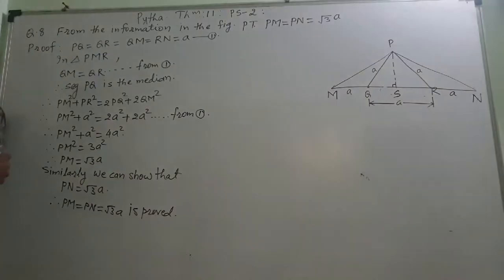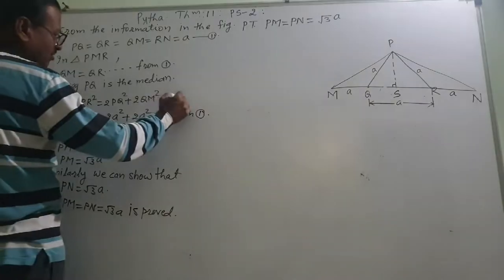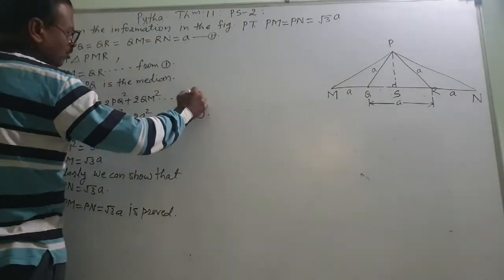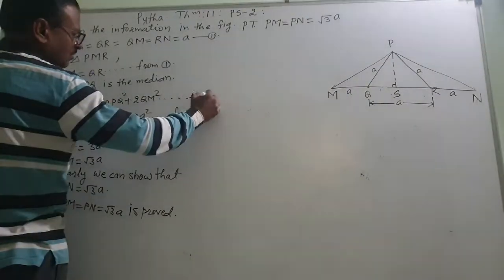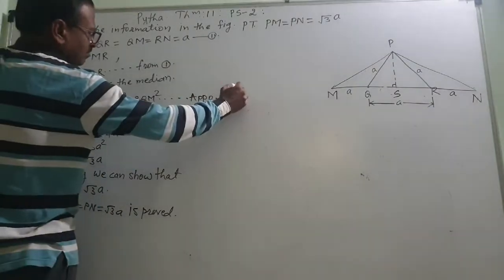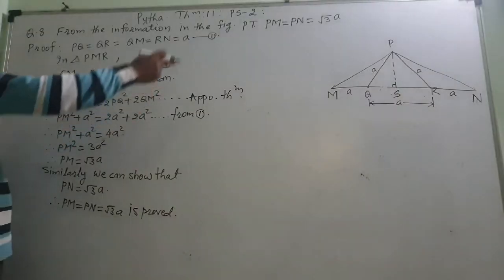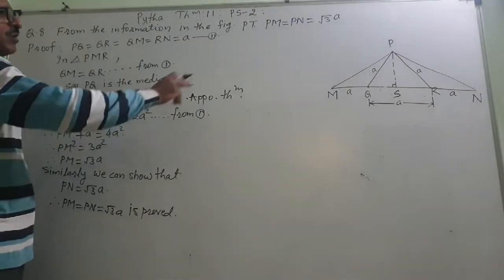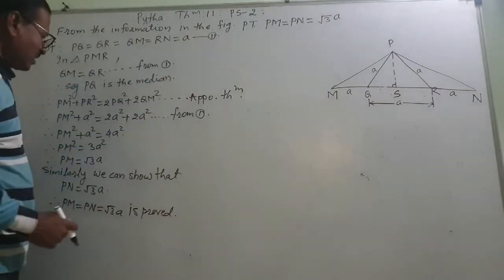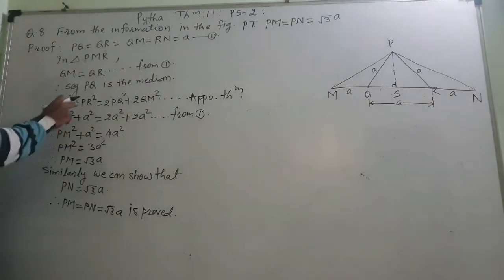Here I forgot to give the name, Apollonius theorem. By Apollonius theorem, PM square plus PR square is equal to 2 times PQ square plus 2 times QM square.